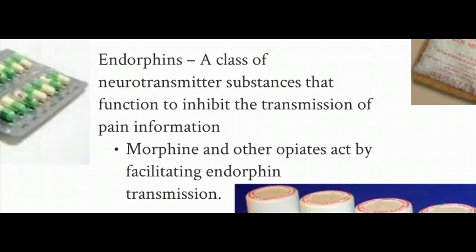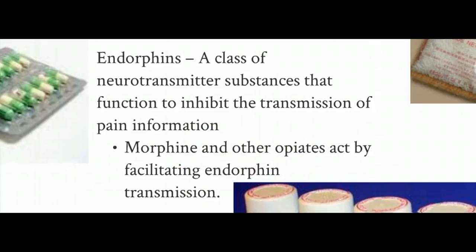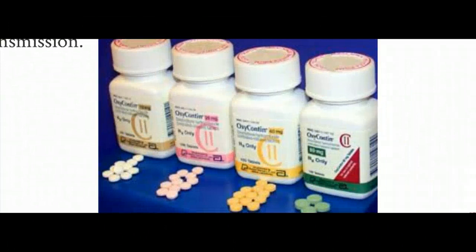Endorphins are a class of neurotransmitter that inhibit transmission of pain information. I'll bet you've heard of people abusing opiates. So morphine, heroin, hydrocodone, oxycodone all act by facilitating endorphin transmission. The word endo means within, and then phene is like morphine. So endogenous morphine. We have morphine within us. We have a natural substance. But we can also take drugs to affect that area.